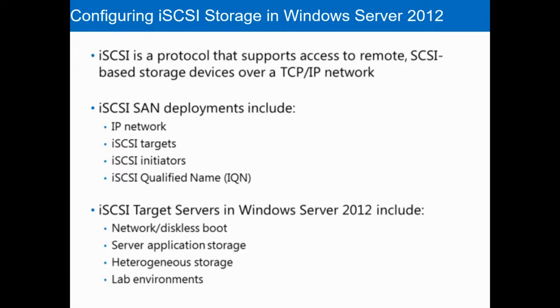For the lab environment, the iSCSI target server role enables a Windows Server 2012 computer to be a network-accessible block storage device. This is useful in situations where you want to test an application before deploying on SAN storage.